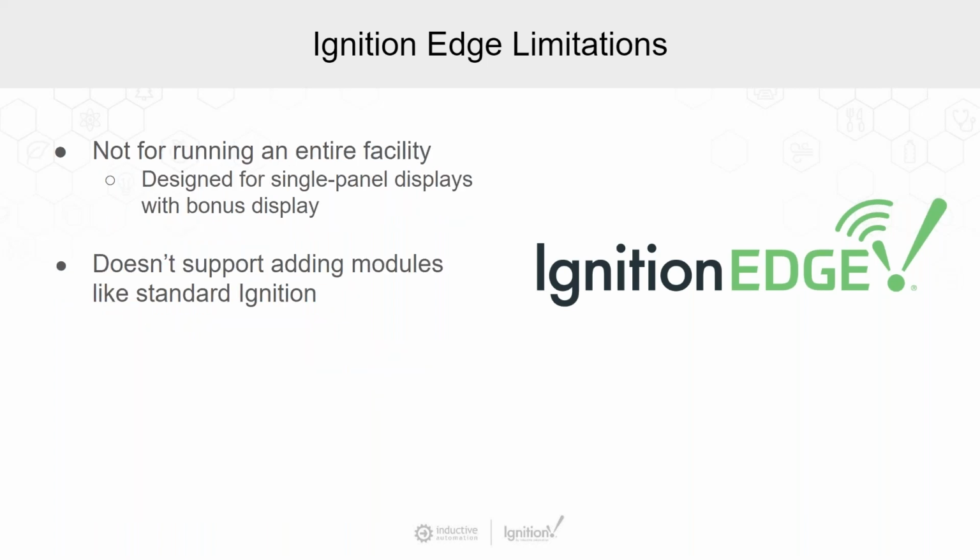Ignition Edge also is not designed to run an entire facility. It's really for single panel displays with that bonus display I talked about. And Ignition Edge does not support adding additional modules like standard Ignition does. So you couldn't add the reporting module, or you couldn't add the Twilio module for alarm notification. You can't do that kind of stuff. So really, you look at the functionality that's provided, and if that fits your application, then that's great. If it doesn't, that's fine. Use standard edition. Then you can pick and choose exactly what you need.